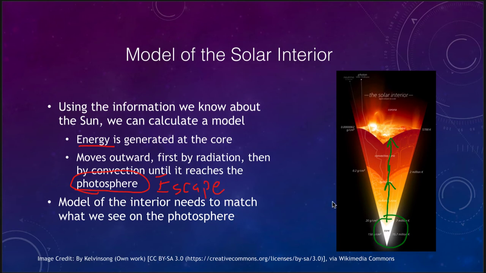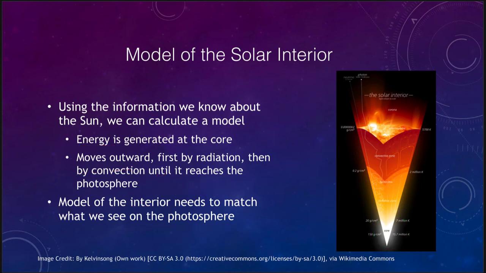We don't see what is going on in these inner layers. We have to be able to infer that based on our model. So any model of the interior does have to match what we see on the photosphere. If we make a model that goes in and calculates that we should be seeing twice as much energy or twice the temperature from the surface of the sun, we know it is wrong. We have to be able to use that model to match what we are actually seeing.